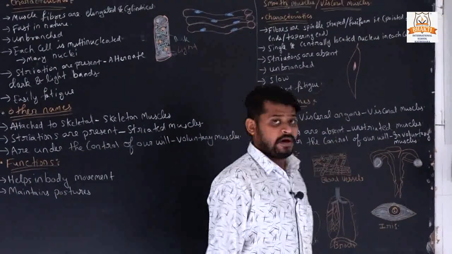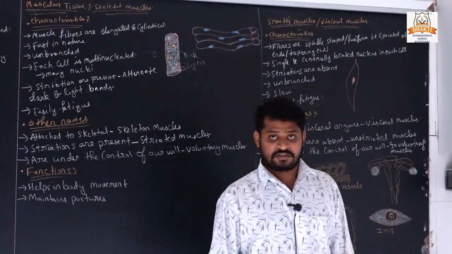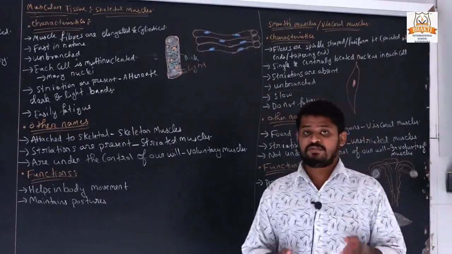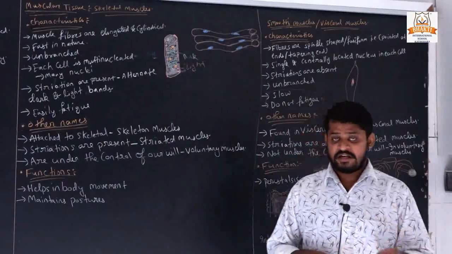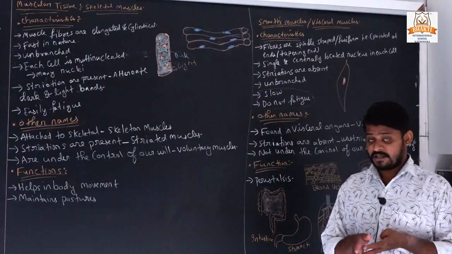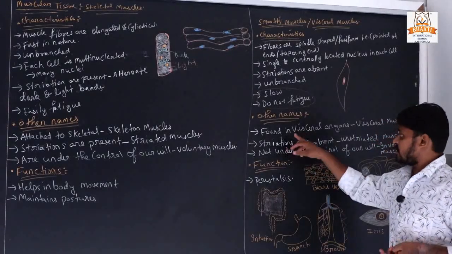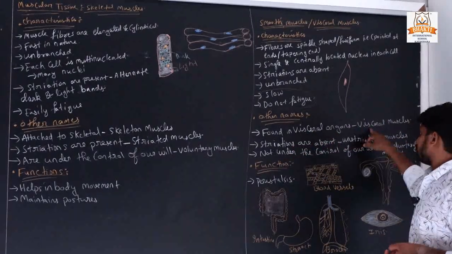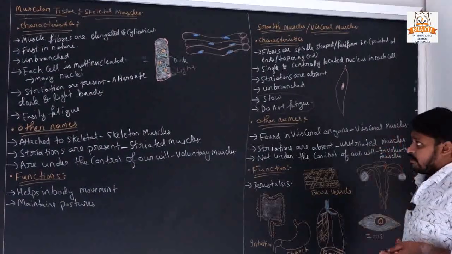So in all these parts, that is visceral parts, smooth muscles are present. That's why this type of body part is called a visceral part, and these muscles are present in visceral organs. That's why it is also called visceral muscle.